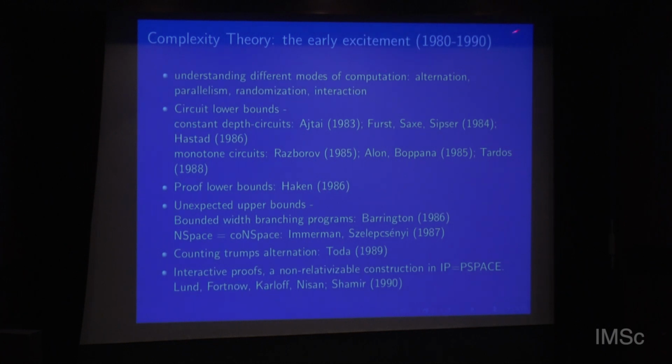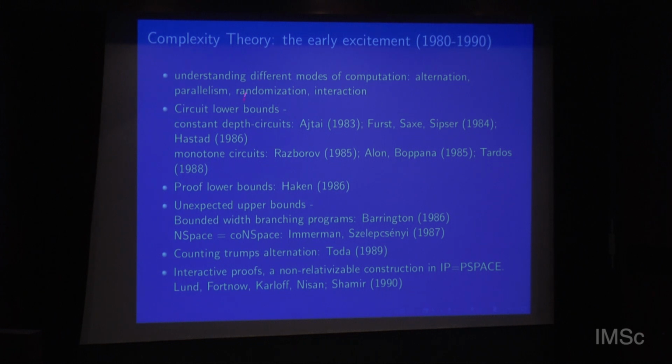So the next decade was actually very exciting. Most of the research in this decade was focusing on understanding different modes of computation. What can you do with non-determinism? What can you do with alternation? How do you model parallel computation? I mean, the Turing machine is some kind of a sequential machine, but you want to understand parallelism. What does randomization mean in this context? What about interaction between a prover and a verifier?